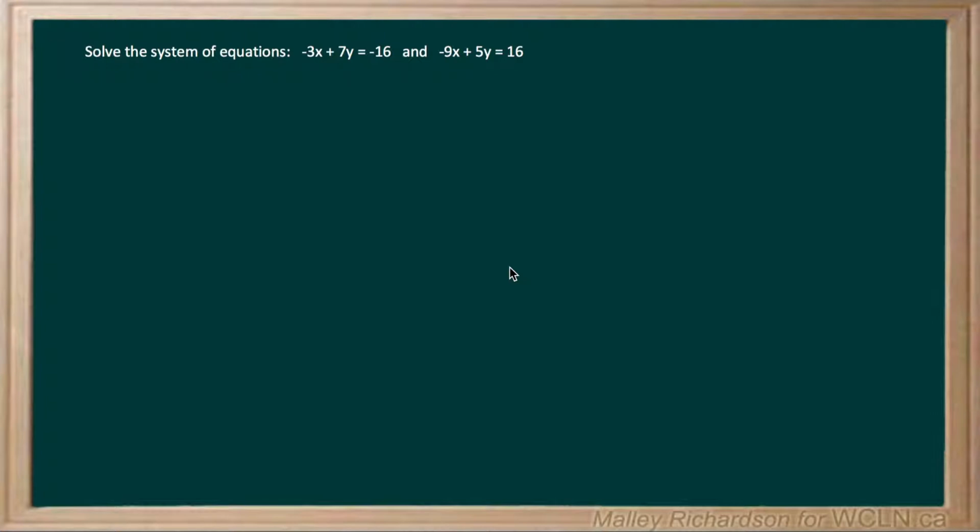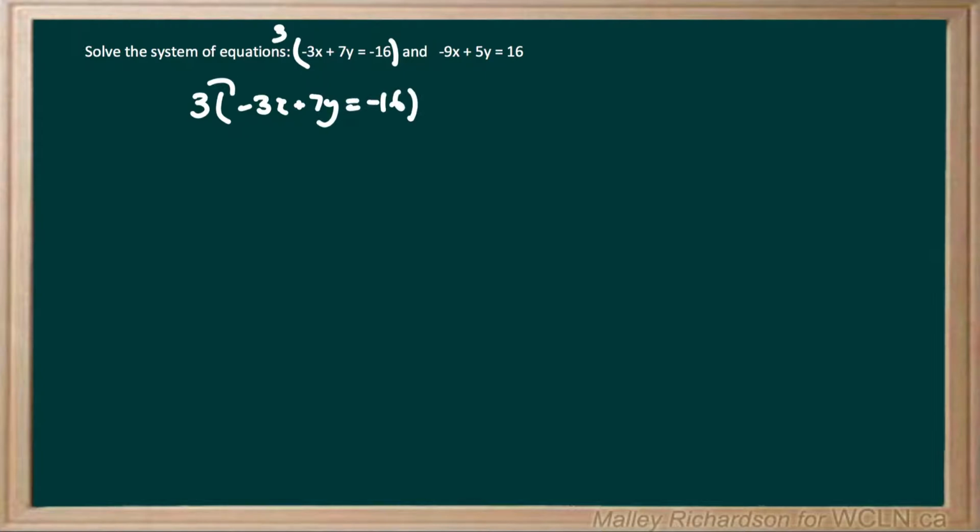So we can see that our x variables have the coefficients of negative 3 and negative 9. So therefore we want to change our x variables because these both have the same factors of 3. So we'll multiply our first equation by positive 3 to get the same coefficients for x. So we'll have 3 times negative 3x plus 7y equals negative 16.